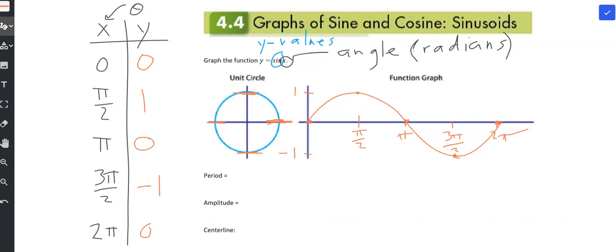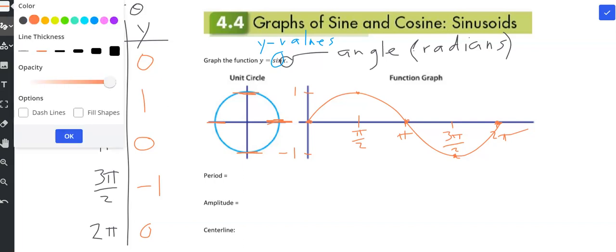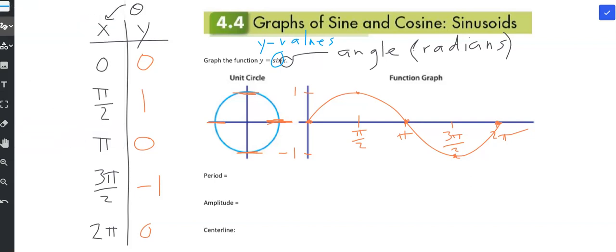Do your best to give it a little bit of curve. Don't make it some sort of stick figure V thing. Try to give it a little curve, okay? Now, if I had gone past 2 pi, it would continue this forever and ever that way. If I had gone to the left side, guess what? Forever and ever.